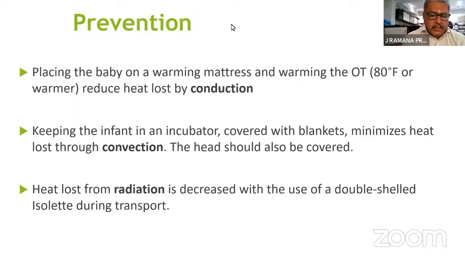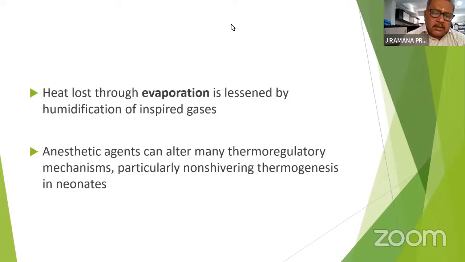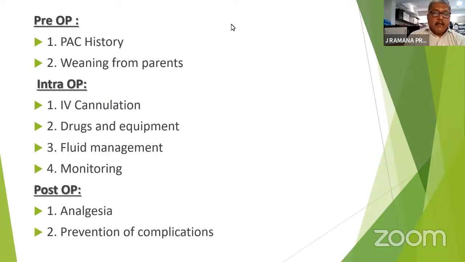Heat lost from radiation is decreased with the use of a double-shelled isolette during transport. Heat loss through evaporation is lessened by humidification of the inspired gases. Anesthetic agents can alter many thermoregulatory mechanisms, particularly non-shivering thermogenesis in neonates. So, physiology of the neonates is over. Now we are going to preoperative.